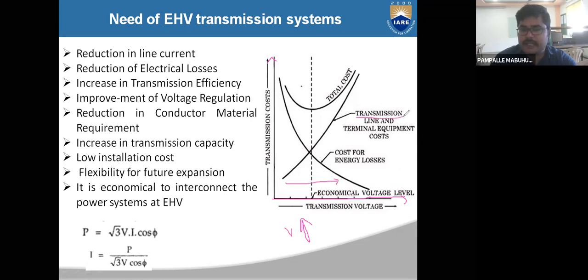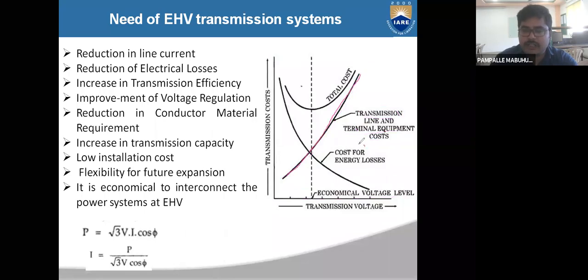So as the voltage level goes on increasing, the transmission line cost and terminal equipment cost will go on increasing. Okay, so if you transmit the power at higher voltages, you need higher voltage capability equipment here. If you want to use earth arresters, surge arresters, lightning arresters, all this terminal equipment cost will increase as the voltage increases. Even the insulation cost will increase, right? So the cost for terminal equipment will generally increase when you increase the transmission voltage.